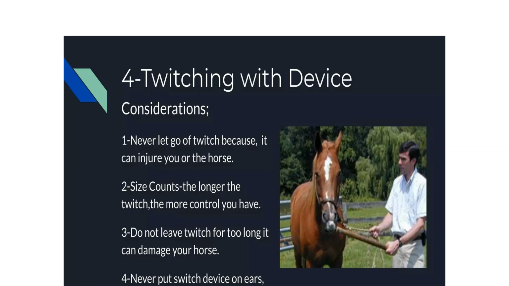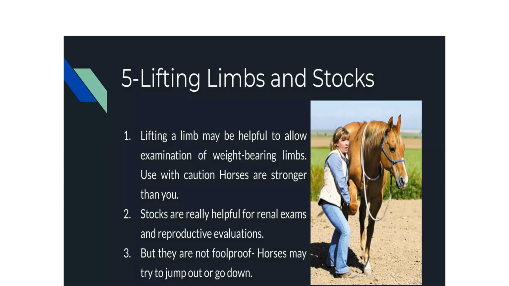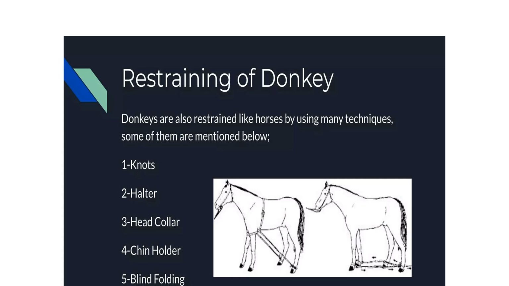And never put the twitch device on the ears. For lifting the limbs like this, the animal's hoof should be lifted while standing on the side of that particular animal. Then especially donkeys need to be restrained properly because they kick very badly. Proper knots like this particular one are put, and the rope needs to be passed over the abdomen.